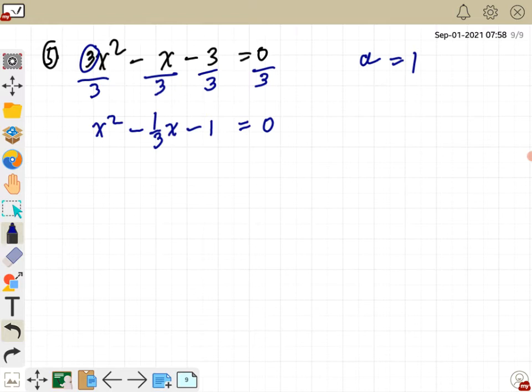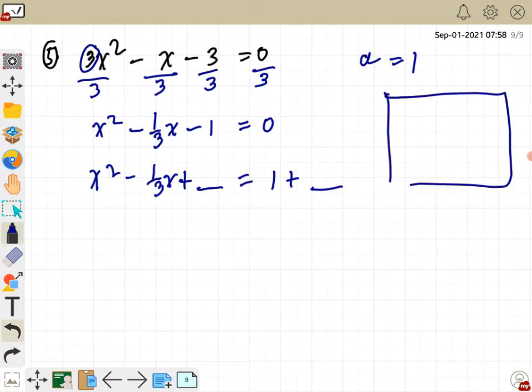Okay, so we have x squared. We need to isolate the negative 1 by adding positive 1 to both sides. So we need to add something, a quantity that will make the left hand side a square, and the same must be added to the right hand side of the equation. So let's try.